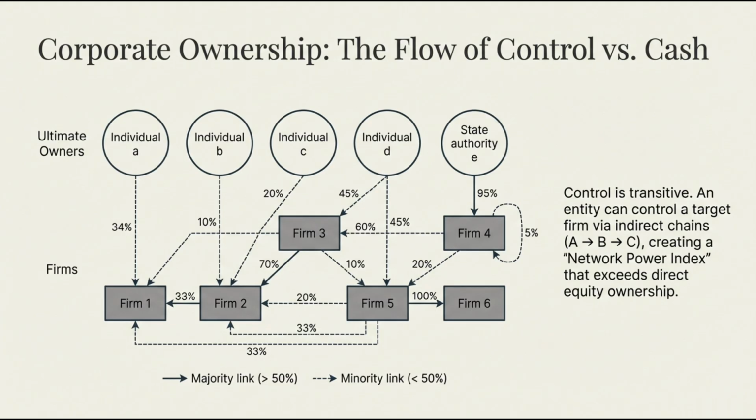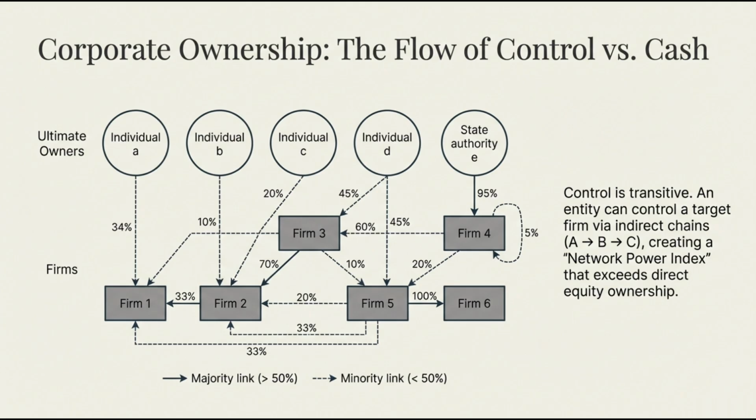This slide helps us understand the mechanism of corporate control more carefully by distinguishing control from cash flow. You can see several ultimate owners at the top, including individuals and a state authority, and firms arranged below them. Some ownership links are majority stakes, shown with solid arrows, while others are minority stakes, shown with dashed arrows. The crucial point on the right side is that control is transitive. In plain language, that means an entity can control a target firm indirectly through chains of ownership. If A controls B and B controls C, then A may effectively influence C, even without directly owning most of it. This creates what the slide calls network power, which can exceed direct equity ownership.